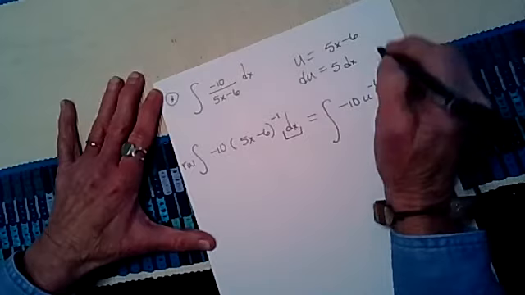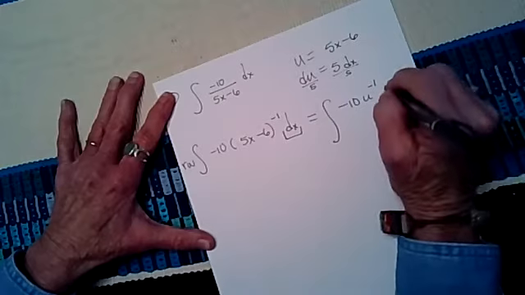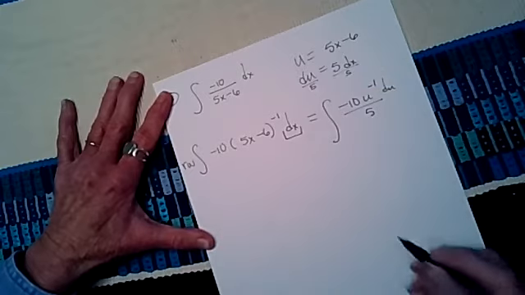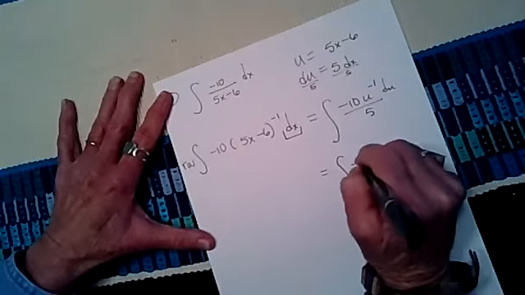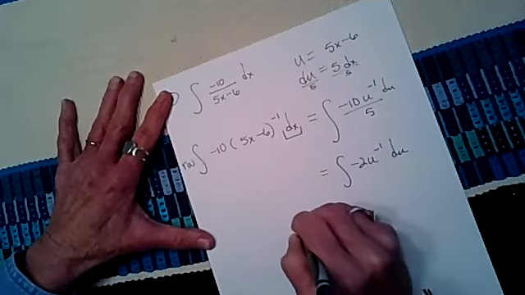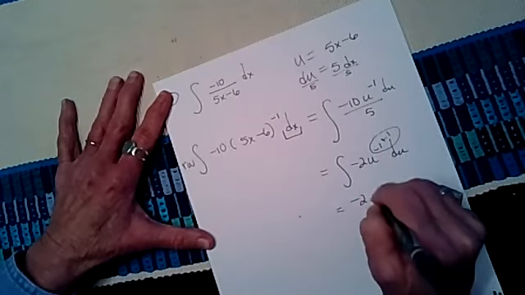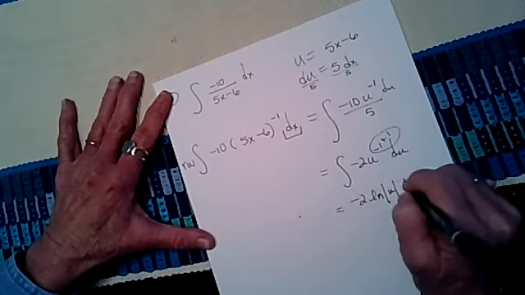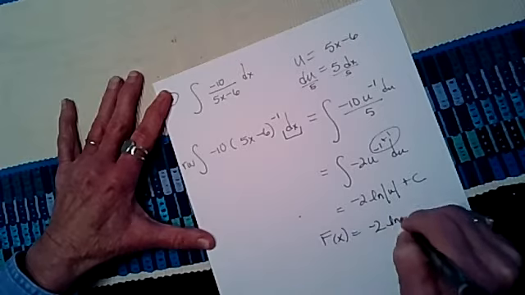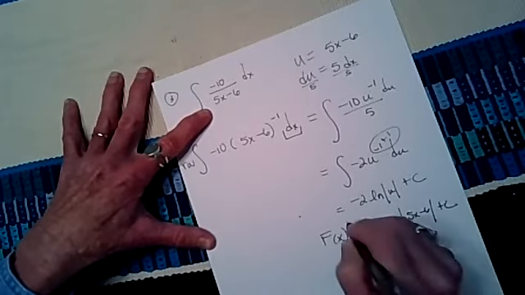So I'll look at my derivative, and if I divide both sides by 5, I get dx is what? du over 5. Okay, so if you want, you can call that negative 2u to the negative 1 du. And then when I use my rule to add 1 to the exponent, it becomes 0. So this one is also the ln of the absolute value of u plus c. So when I put it back in terms of x, and my u is 5x minus 6, plus c.